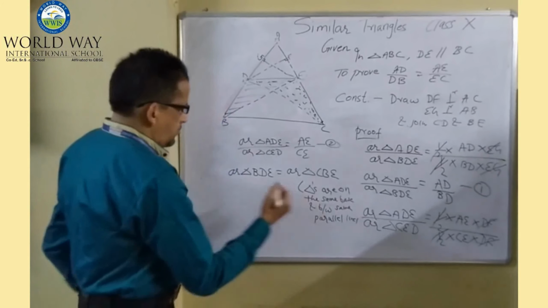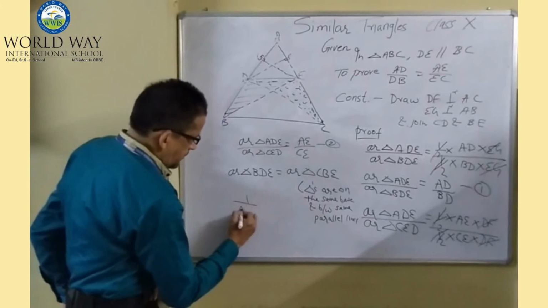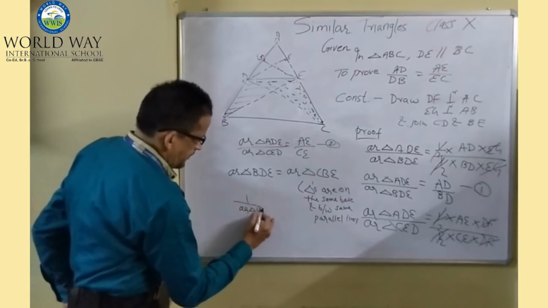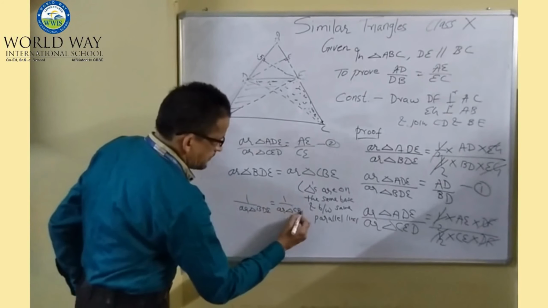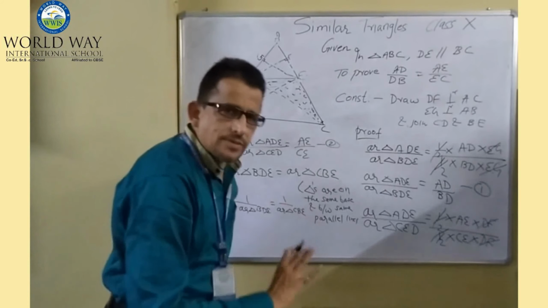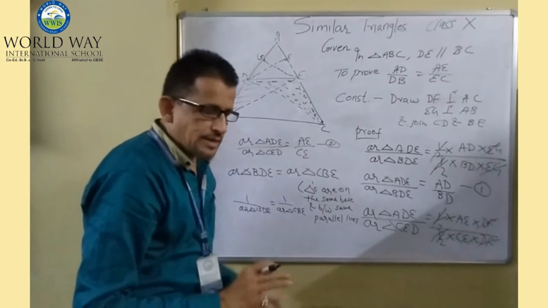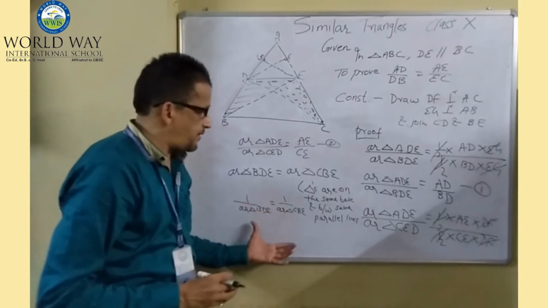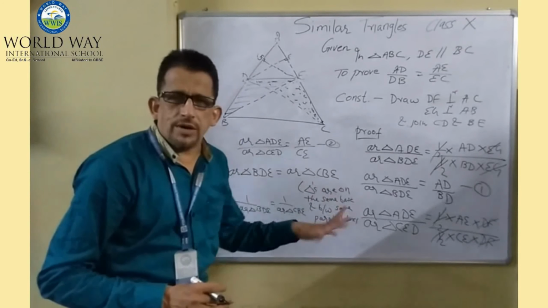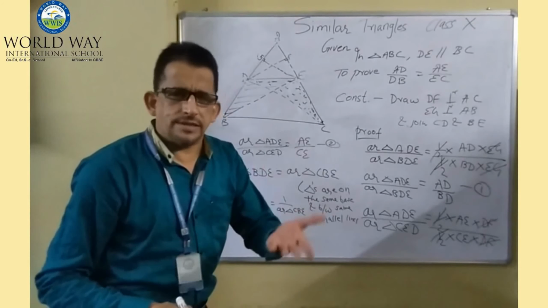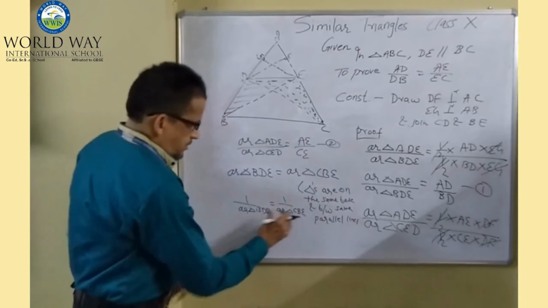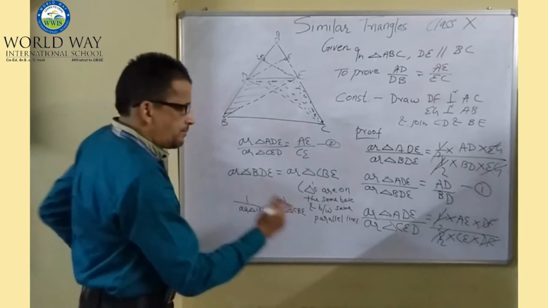Clear? So the reciprocals are also equal. I am using a very basic concept here. In the book this concept is not given, but please pay attention. If two numbers are equal, their reciprocals are equal. If x is equal to y, then 1 upon x is equal to 1 upon y. The two reciprocals are equal.